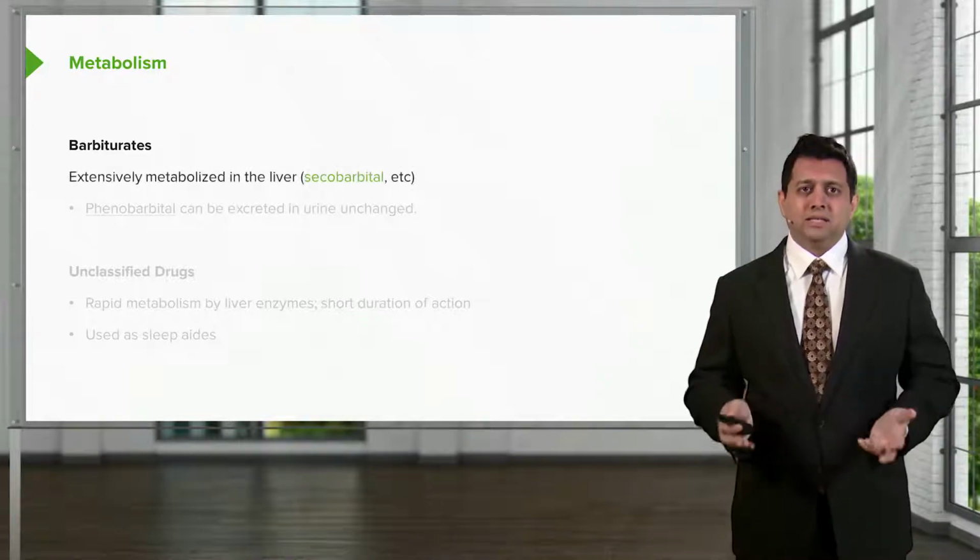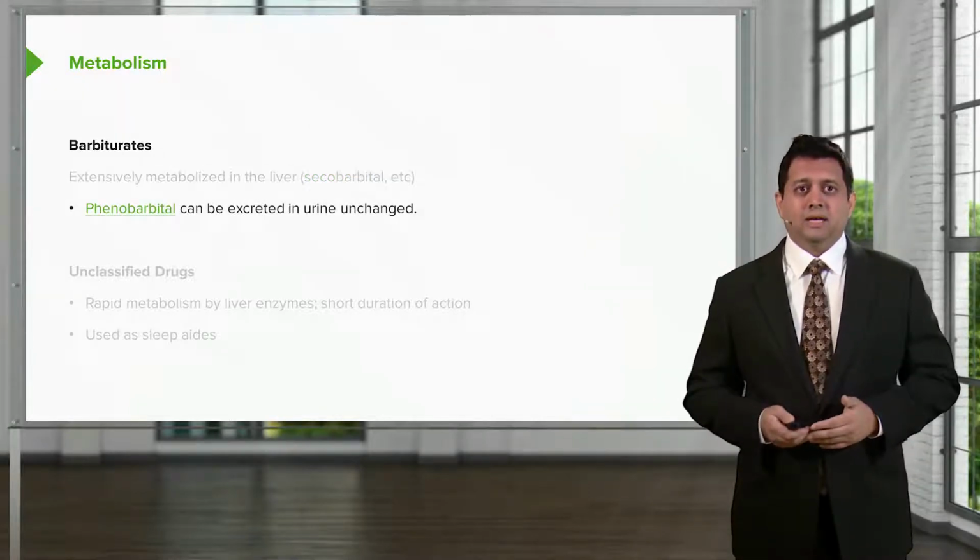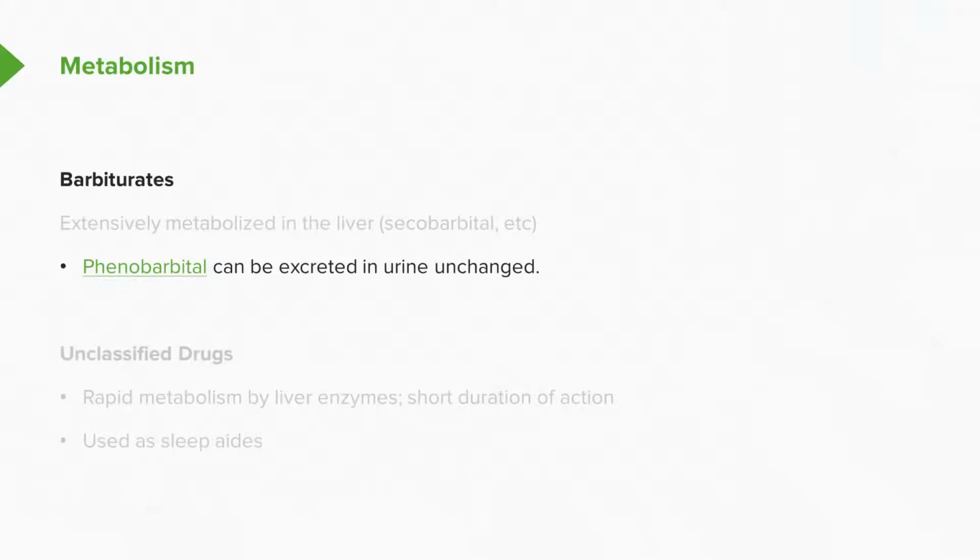Barbiturates are extensively metabolized in the liver. An example or a prototypical drug is the short-acting secobarbital. Phenobarbital can be excreted in the urine unchanged. Phenobarbital is a longer-acting version, and it's often used in patients who have epilepsy.